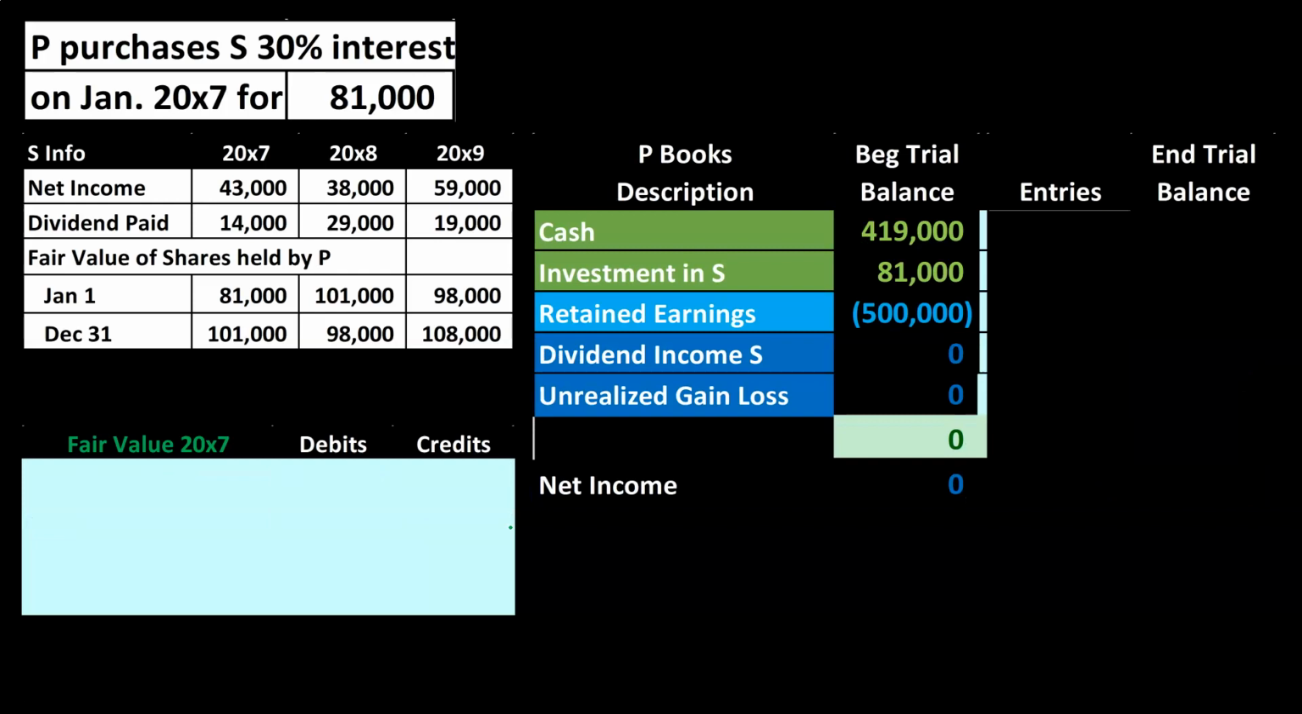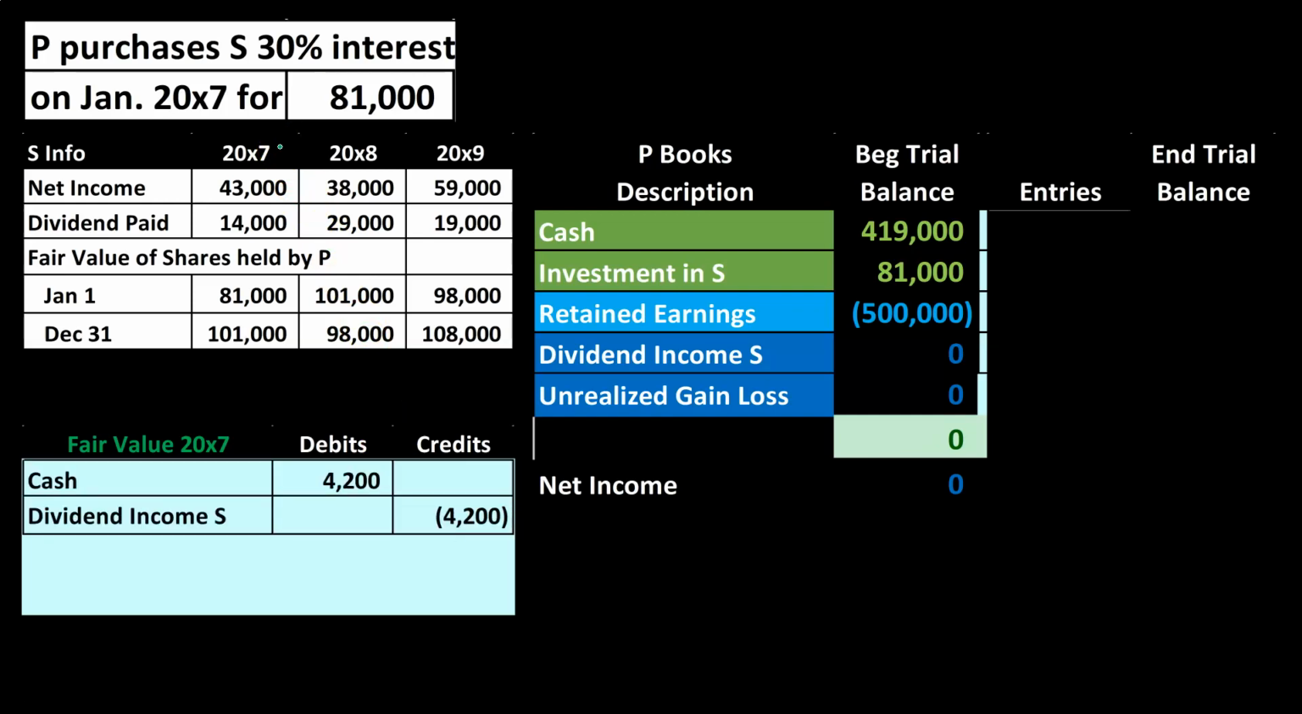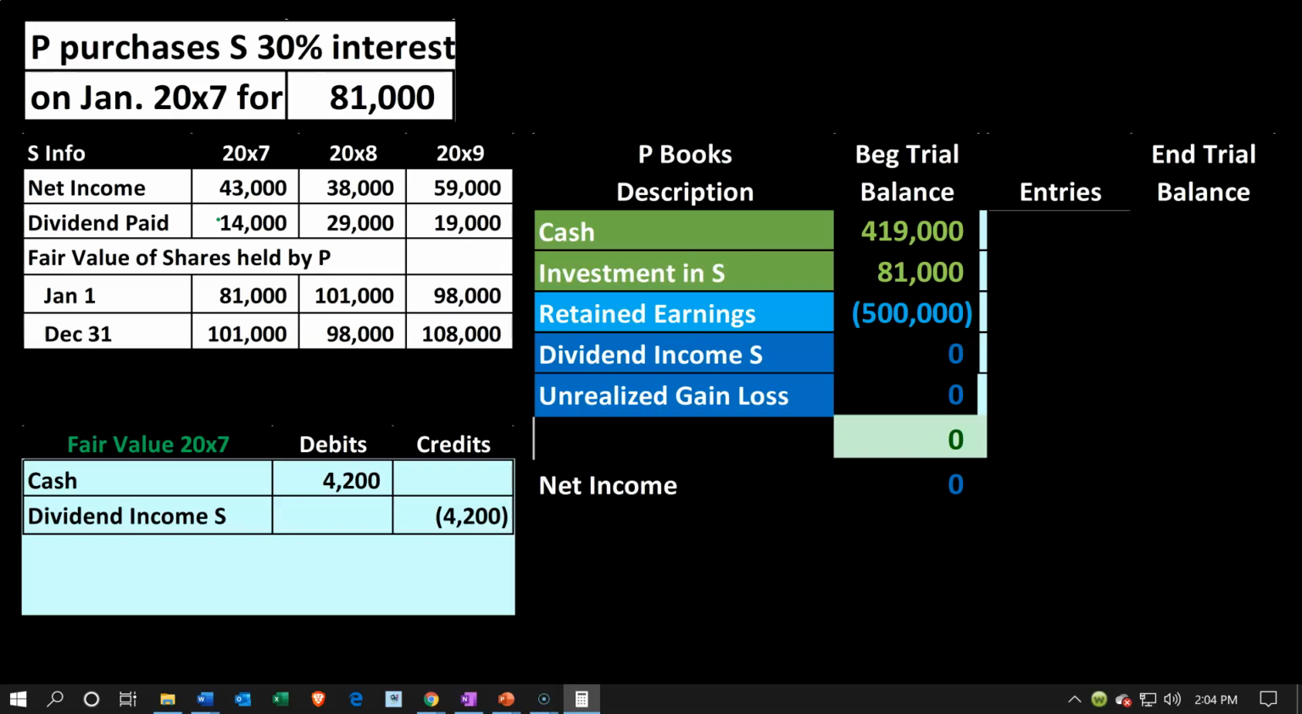Now we'll take a look at the next transaction that's going to be happening. We're looking at 2000 X7 now. So in 2000 X7, we're going to have an increase to cash and the dividends that are going to be recorded. In other words, we have the dividends of the 14,000 that are issued by S company. Our portion of those dividends will be 30%.